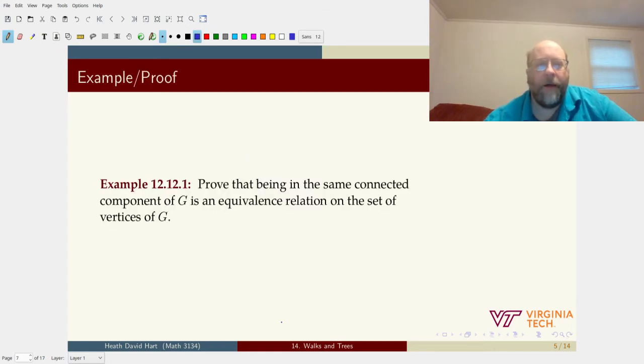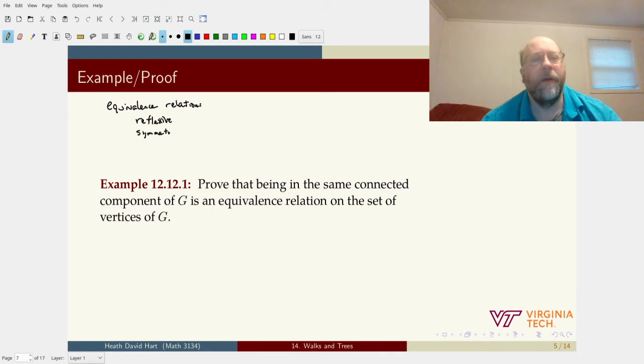All right. So here's a proof that being in the same connected component is an equivalence relation on the set of vertices of G. Just as a reminder of what an equivalence relation is, an equivalence relation has to be reflexive, has to be symmetric, and it has to be transitive. So let's start by showing it's reflexive. Let V be a vertex in G.